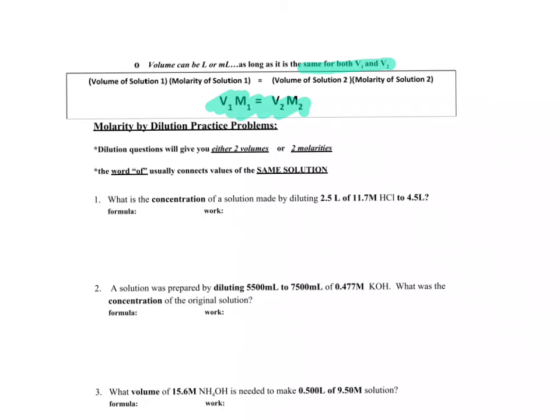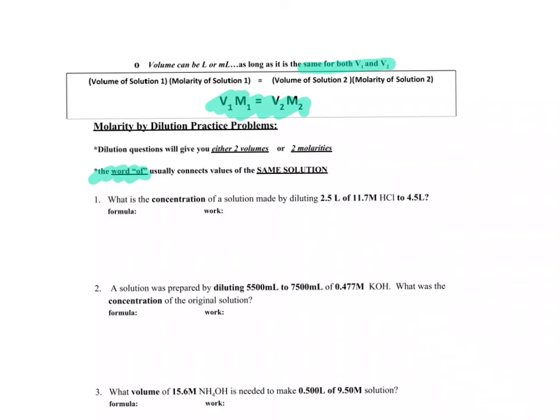The volume and the molarity are going to change between those two solutions. So when you're reading a dilution problem, they're either going to give you two volumes or two molarities. What might tip it off is that the word "of" usually connects the values of the same solution. I'll tell you what I'm talking about in a moment.